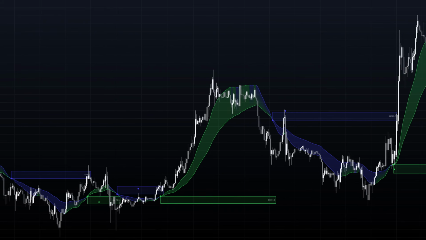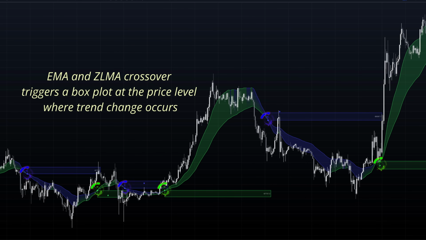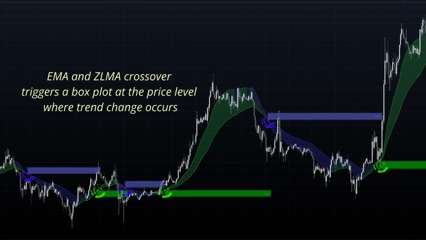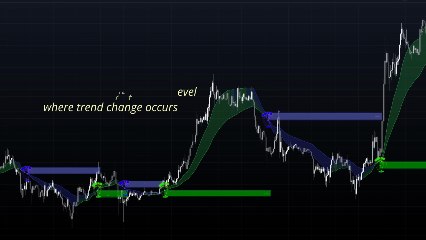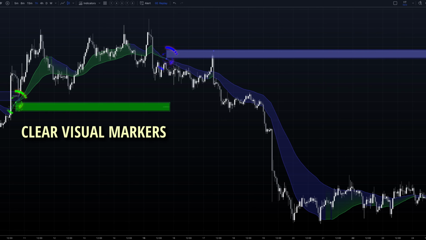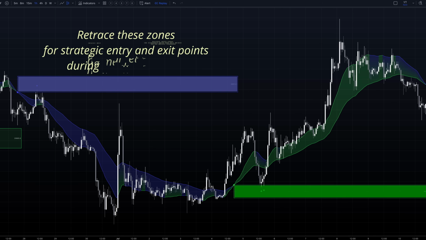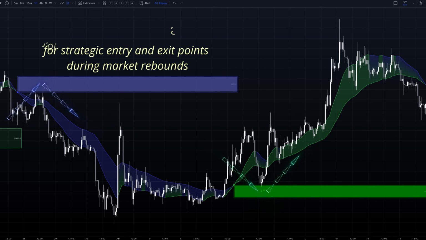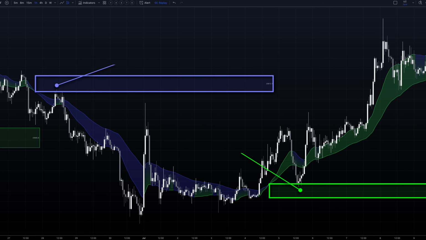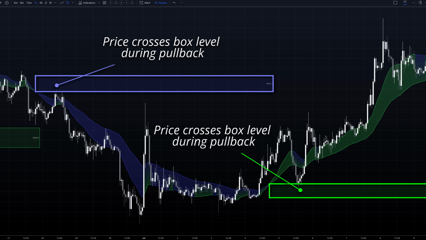transition. Whenever the EMA and ZLMA cross, signaling a trend shift, the indicator plots a box around the price level where the change occurred. The boxes serve as clear visual markers of where market sentiment shifted, often acting as support or resistance levels. You can leverage these zones to identify potential entry or exit points when the market retests these levels. When price action crosses a previously plotted trend level box, the indicator marks this event with triangle labels.